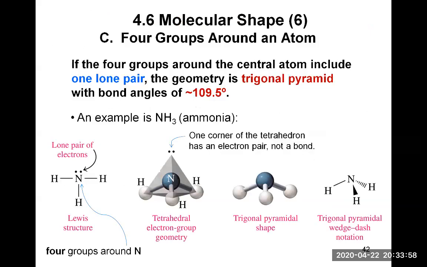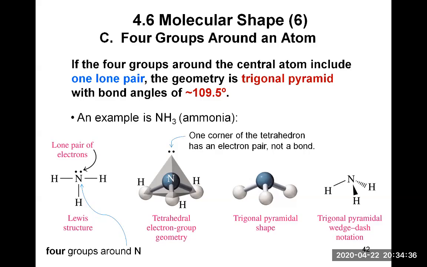So let's look at some more molecular shapes. If the 4 electron groups around the central atom include a lone pair, the geometry is trigonal pyramid with bond angles of 109.5 degrees. A typical example is NH3, ammonia. If you look at the Lewis structure of ammonia to the left, nitrogen is the central atom. It's surrounded by 3 hydrogens with single bonds, and there is a lone pair on the nitrogen.